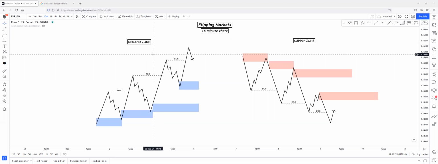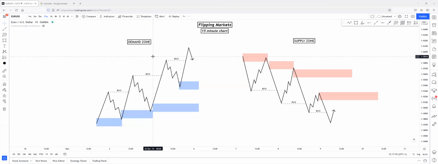So we have three criteria for a supply and demand zone. Please grab a piece of paper and write them down, because it will be very, very important in the future. You'll be able to identify the zones based on these three criteria.